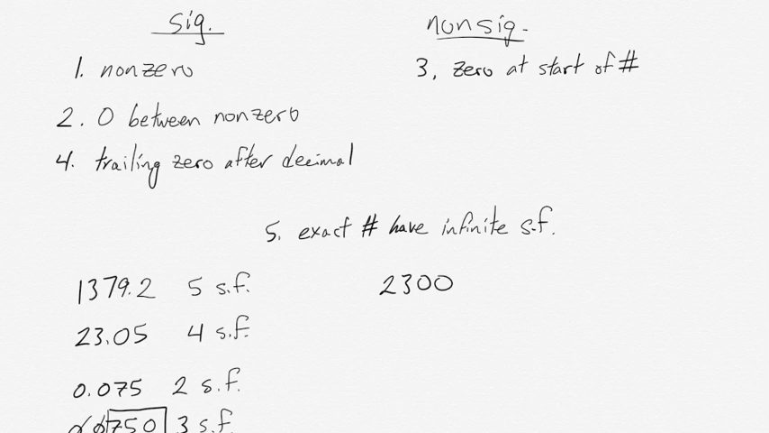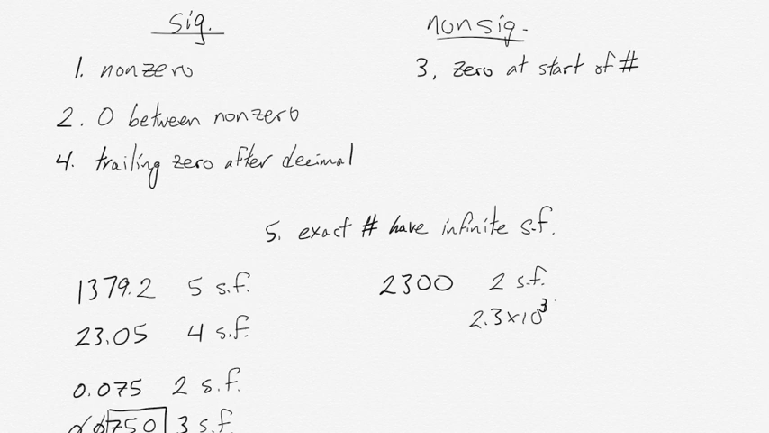The number 2300 is probably the trickiest one. It's a little ambiguous. It has trailing zeros, but they are to the left of the decimal place. This is 2,300, so technically it only has 2 sig figs. A much better way to write this would be 2.3 times 10 to the 3. Putting it in scientific notation makes it a lot more clear that there are only 2 significant figures.